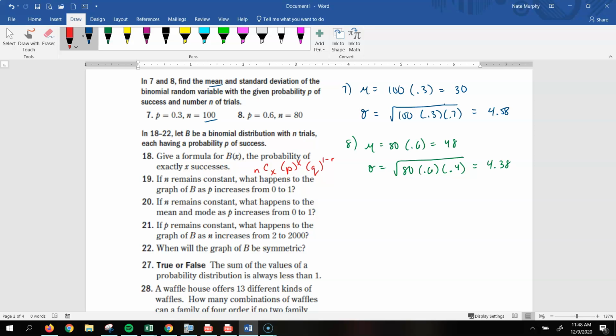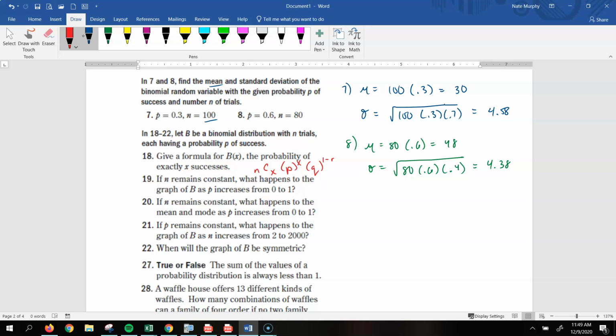All right. Now for number 19, it says, if n remains constant, so the number of trials stays the same, what happens to the graph if p increases from 0 to 1? This is very similar to question number 13 in the self-test, and that's just going to be that the graph shifts from left to right.